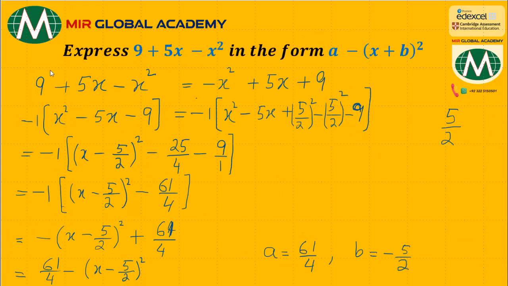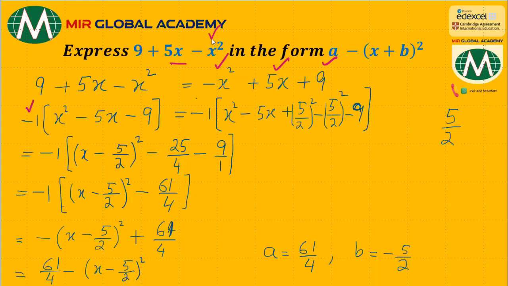In the third question, we can observe that this quadratic expression is not in standard form. First, we will bring it into standard form. We write this x square term first here, then this x term and this constant. Now the next step is that the coefficient of x square should be plus 1, but right now it is minus 1. So we will take minus 1 common.